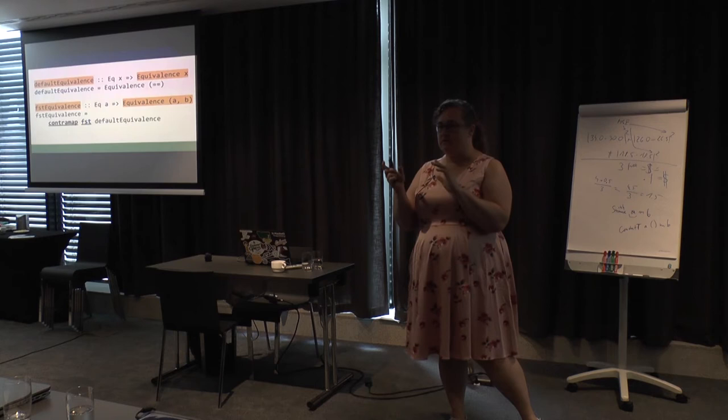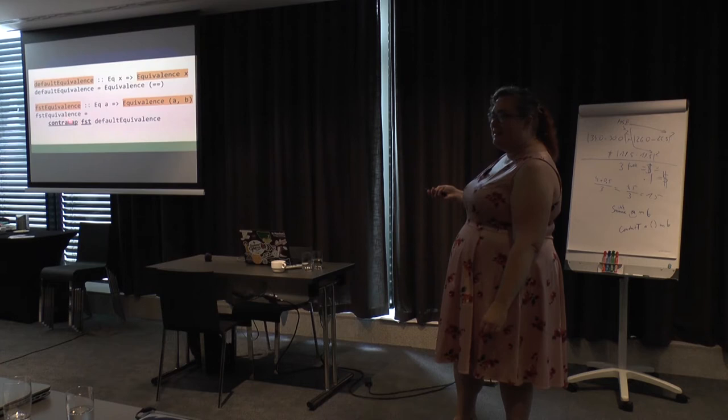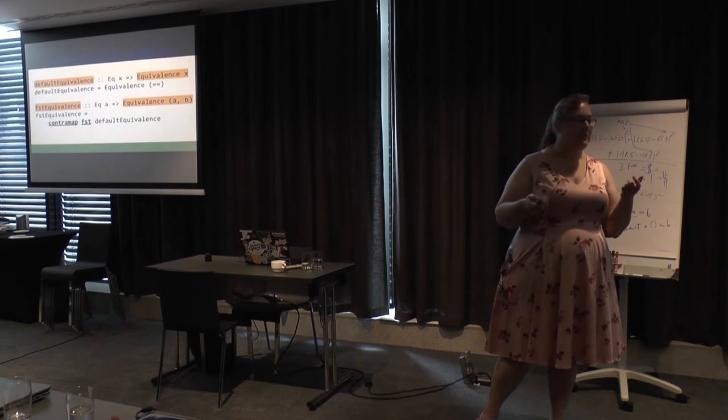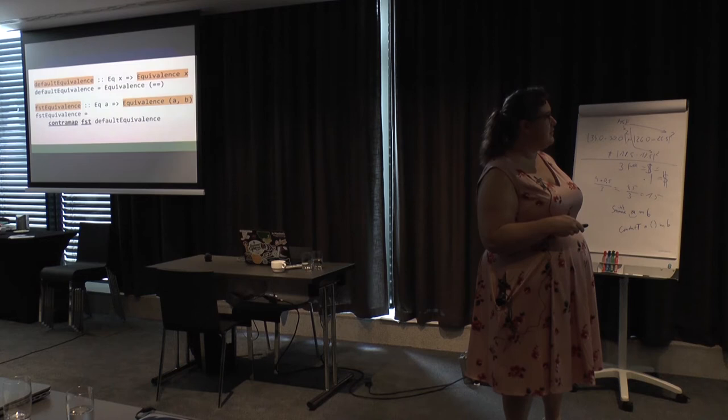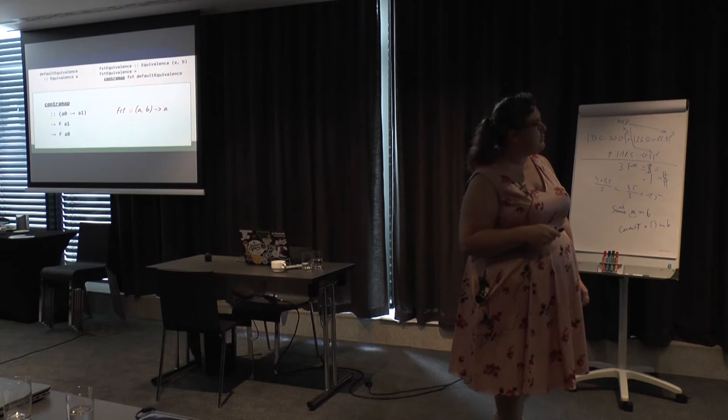So we're going to contramap first. Is everyone familiar with the fst function? Right? That takes the first element of a tuple. Okay, so we are going to contramap fst over default equivalence. Those are going to be our two functions, default equivalence being equal to equals. All right, so here our a0 to a1 function will be fst, which will take an a and a b and return an a.